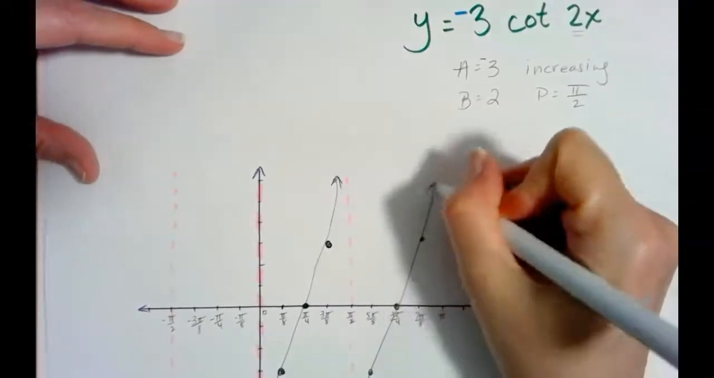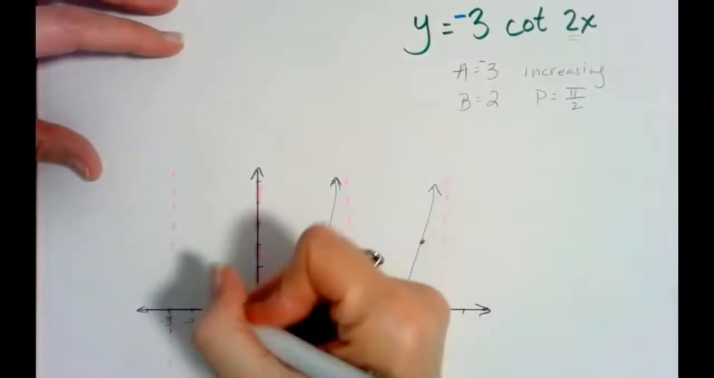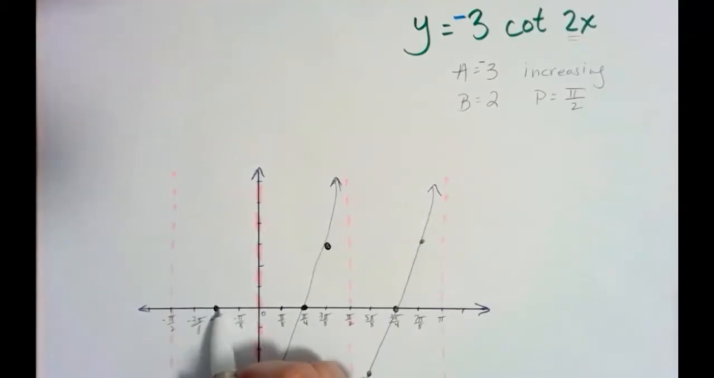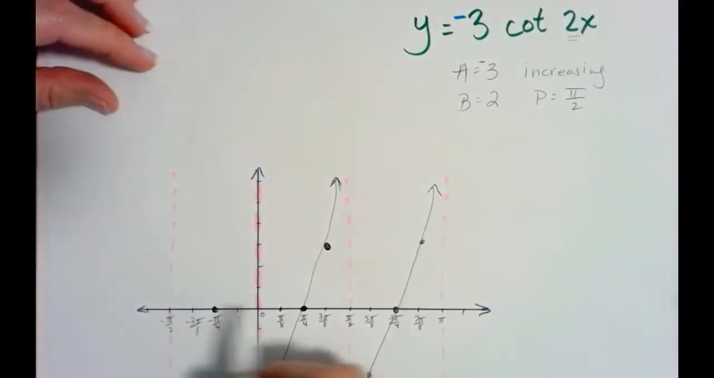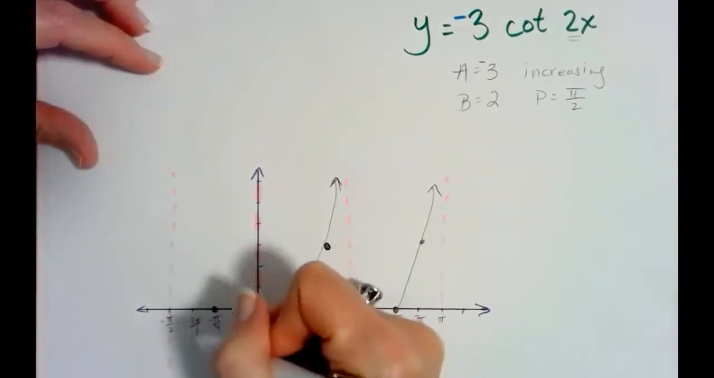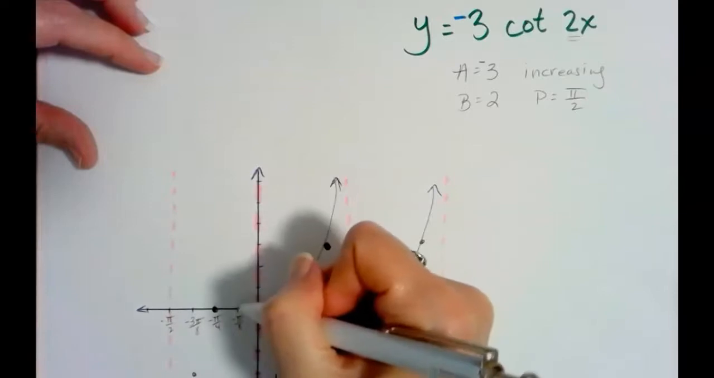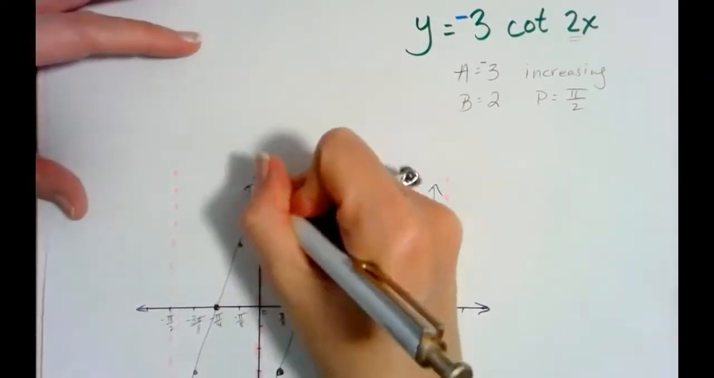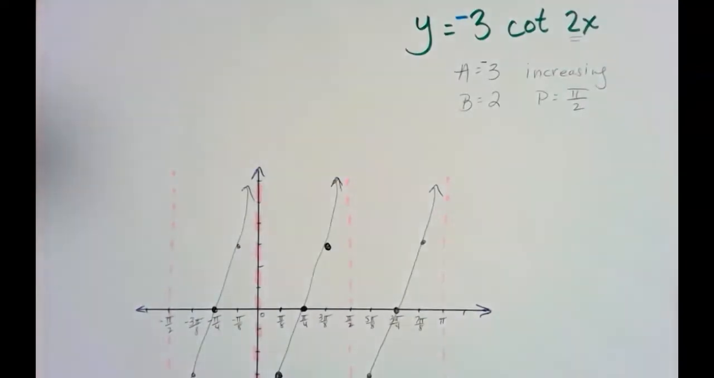Hit the points this time. There are 2 periods. Do it one more time. Remember, our intercept, our middle of our branch, is always going to be directly in the middle in between those two asymptotes. There we go. That is the cotangent.